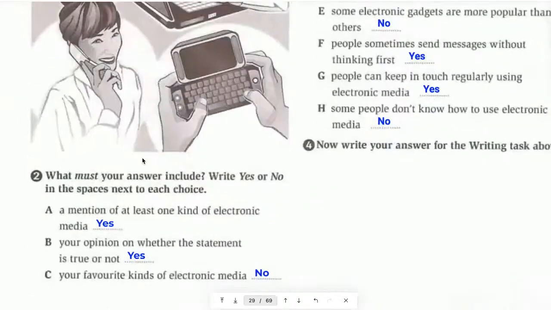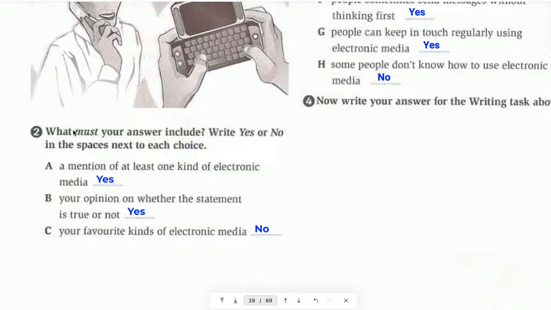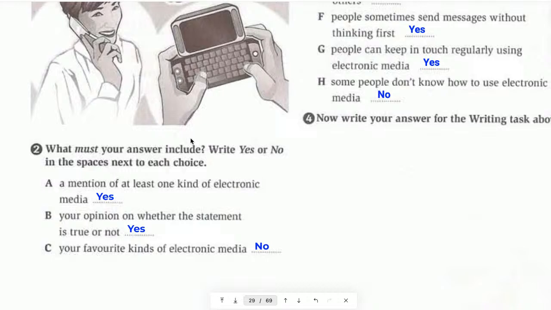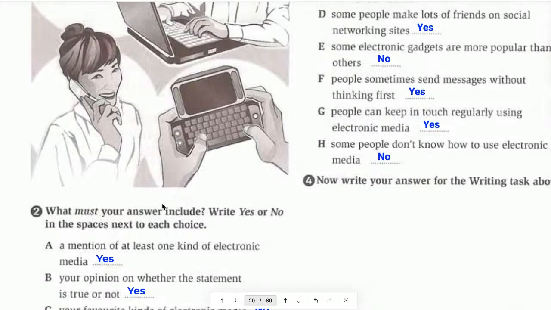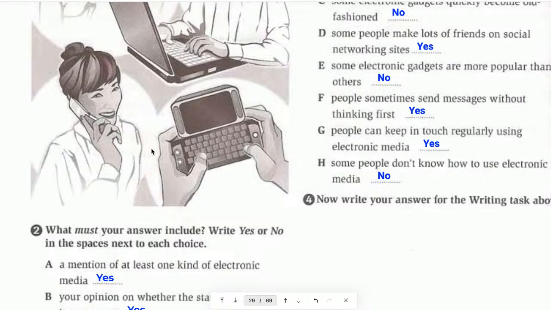Alright, now let's move on to the next exercise. Number 2, what must your answer include? Write yes or no in the spaces next to each choice. Have you finished? Okay, now let's do it. A, Nhi, read that and tell me if it is yes or no. A mention of at least one kind of electronic media. Yes, we should mention at least one kind of electronic media.